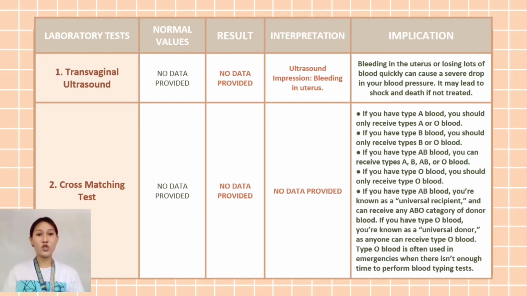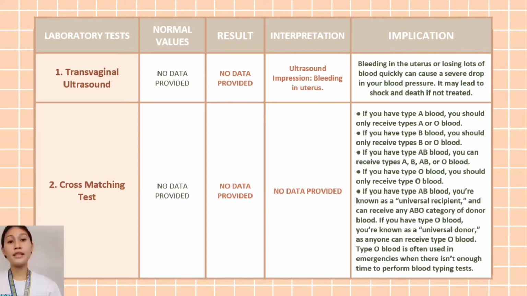This is used to identify the source of abnormal bleeding. Since the normal value and the result are not given, our interpretation in the case of our patient is that there is bleeding in the uterus. Bleeding in the uterus or losing lots of blood quickly can cause a severe drop in your blood pressure. It may lead to shock and death if not treated.